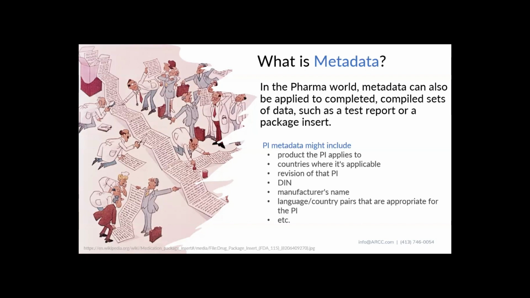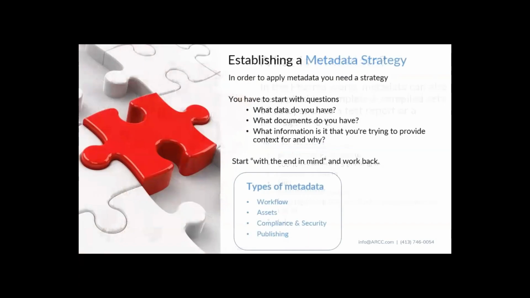And metadata doesn't have to be an all or nothing type of thing. You may have certain metadata on some aspects of your data, and then other metadata for other aspects. So I'll show a couple slides on that later on and kind of explain that concept. So to establish a metadata strategy, you first need to know what your data is all about. What data do you have, and what documents do you have? How would we want to search for it, or how do we want to use it between one system to another? Always think about the way you're going to use it and then work backwards from that.